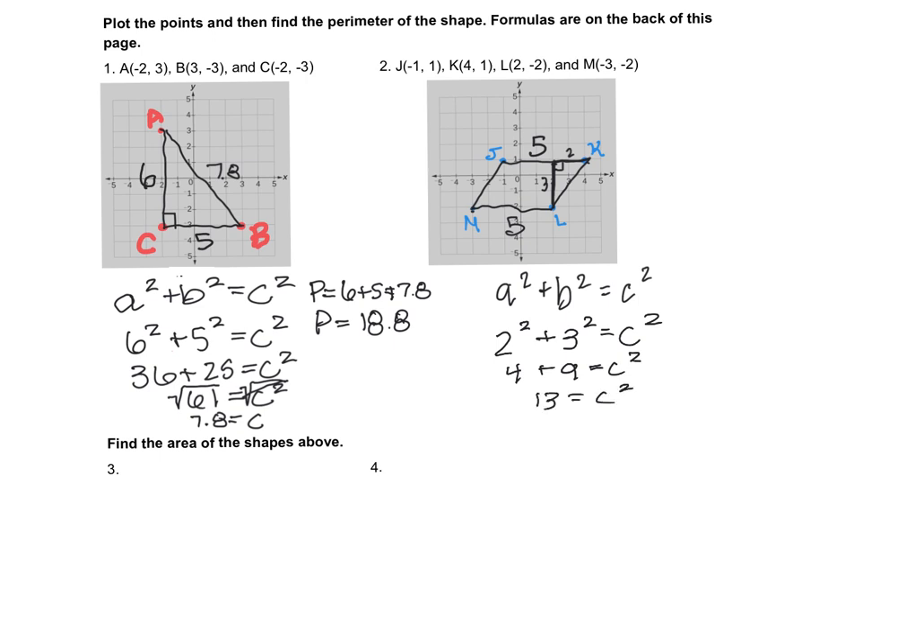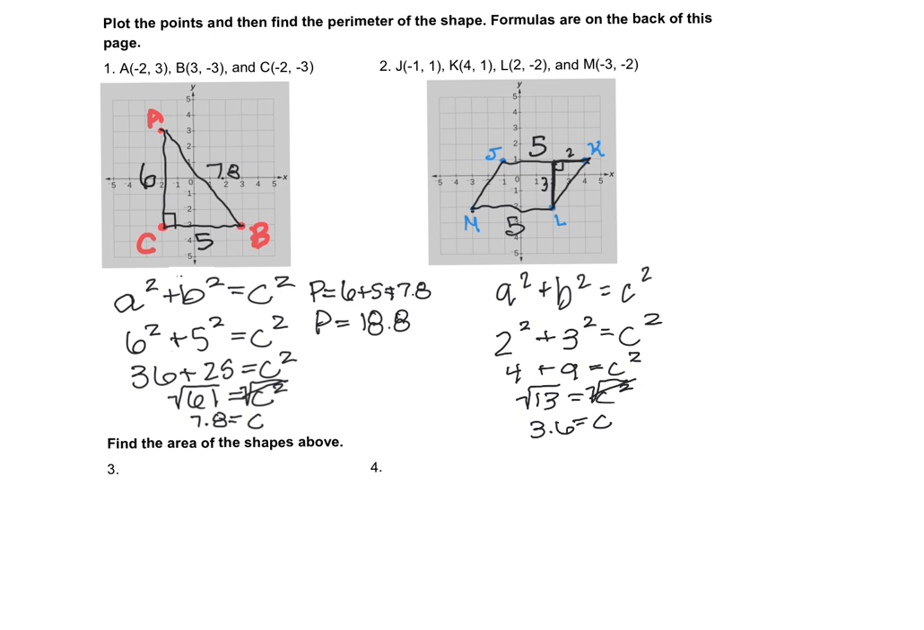So 13 equals C squared, but we want to know the value of C, so we've got to cancel that squared. The inverse of squaring something is to take the square root, and what we do to one side, we do to the other. So the squared and the square root cancel, so we're left with C equals the square root of 13, which is approximately 3.6.